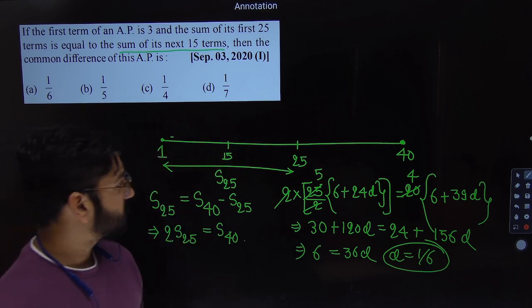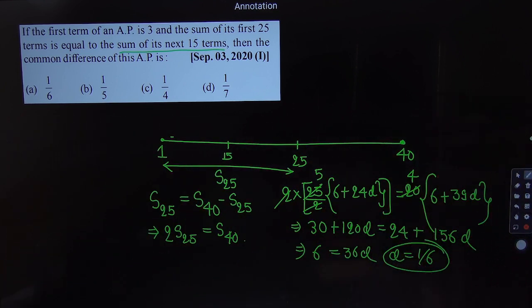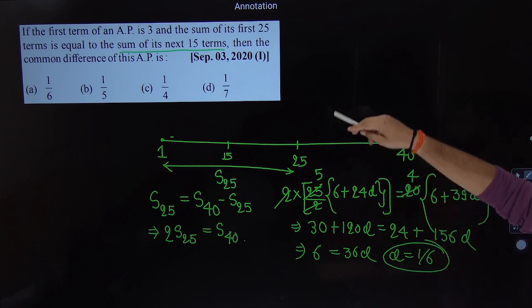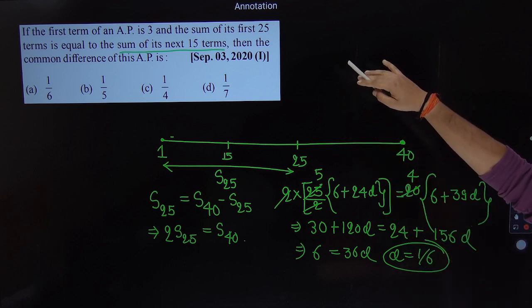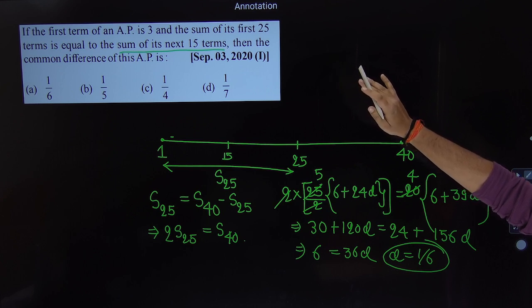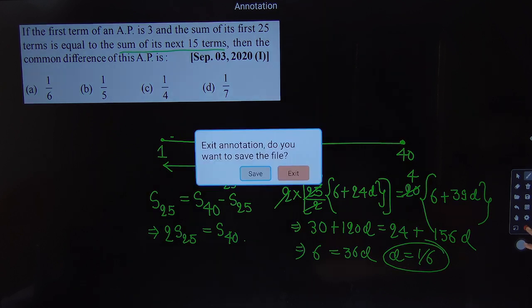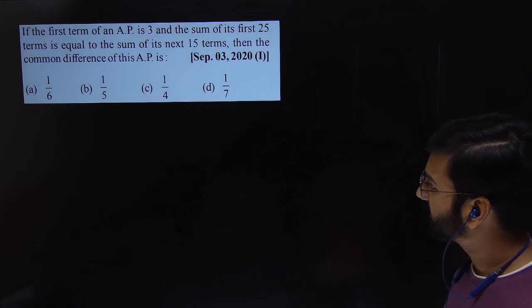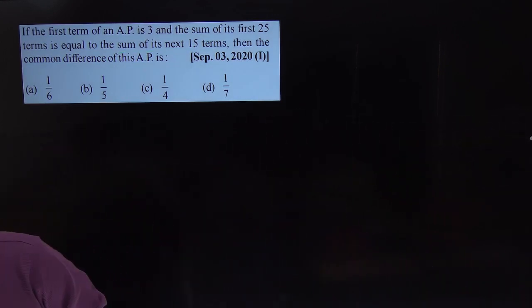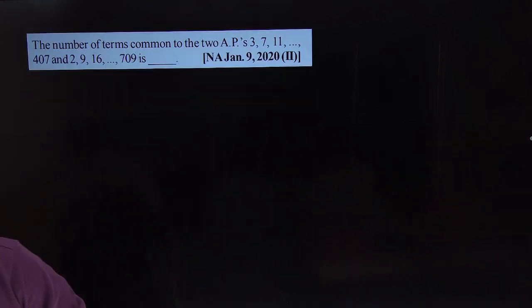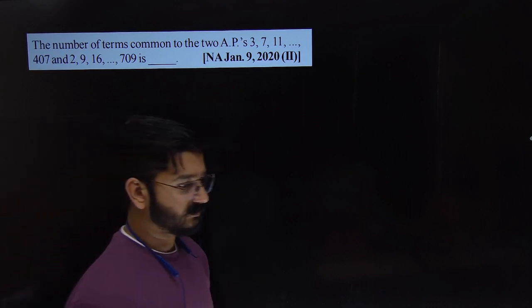We'll move to the next question. The only purpose of giving this question was to explain the sum of next 15 terms. Otherwise, this question is simple. These kinds of questions are common in entrance exams because they also know where students get stuck. So identify these areas and don't make the mistake. Anyone copying? Written? Next question.